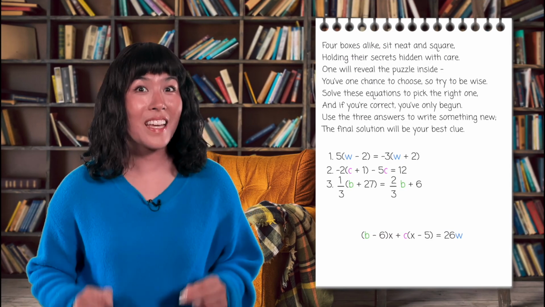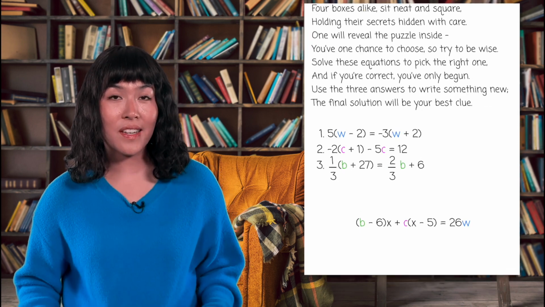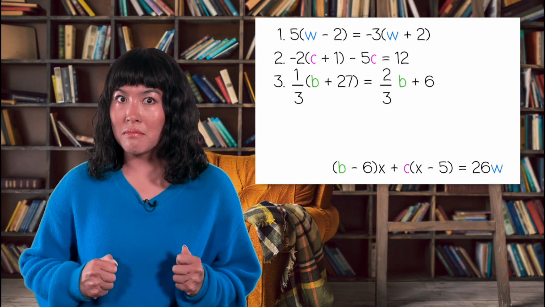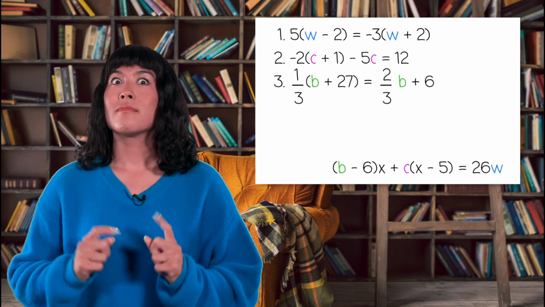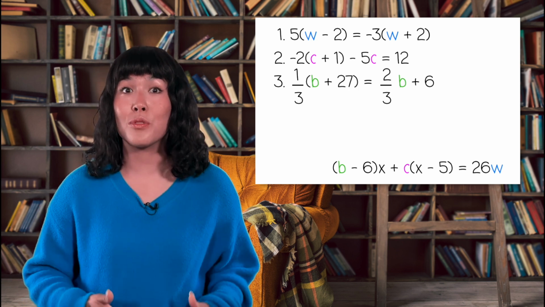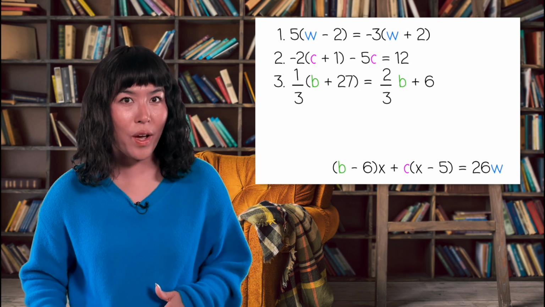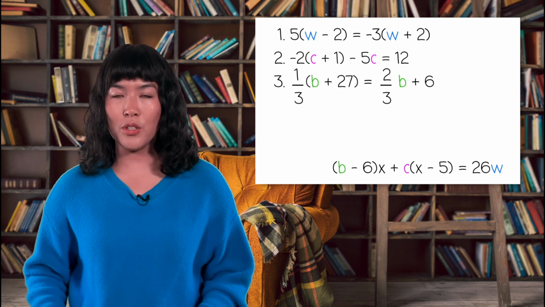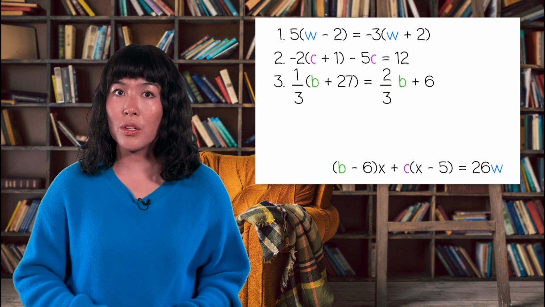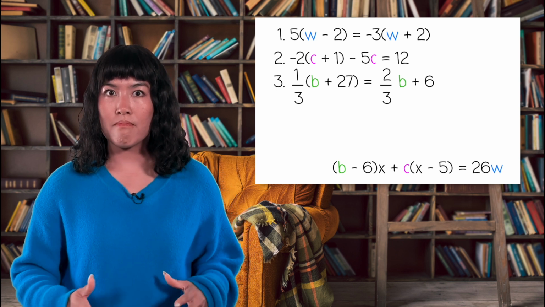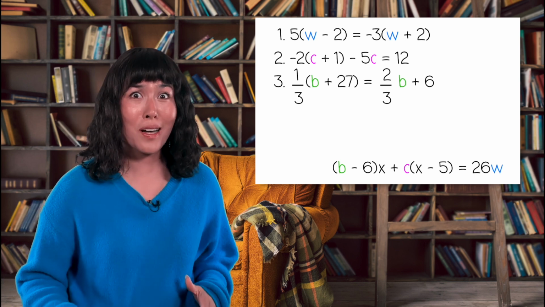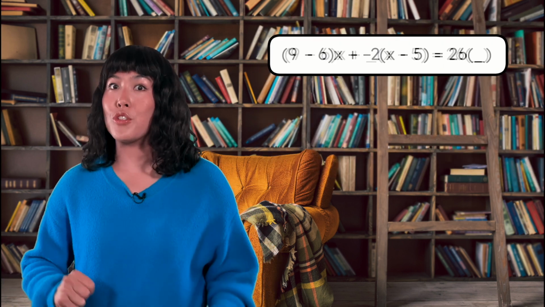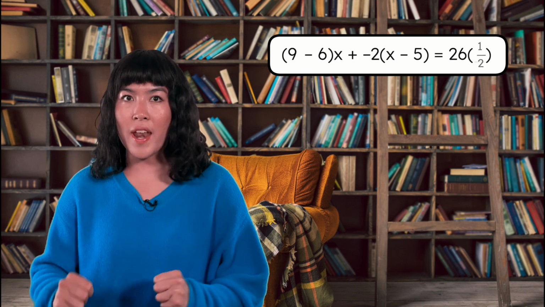Okay, we have the answers to the first 3 equations. What should we do with them? Good idea. Let's substitute these values into this equation at the bottom. The riddle says, the final solution will be your best clue. Maybe that will tell us which box to choose? Okay, I'll put 9 here, -2 goes here, and 1/2 goes over here.